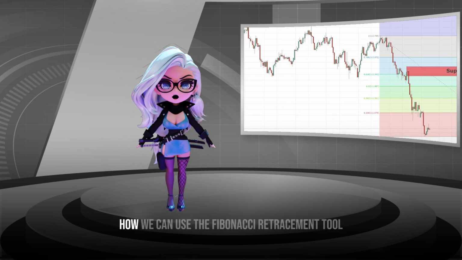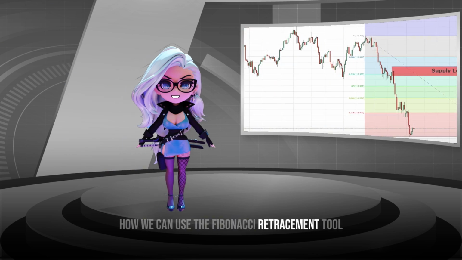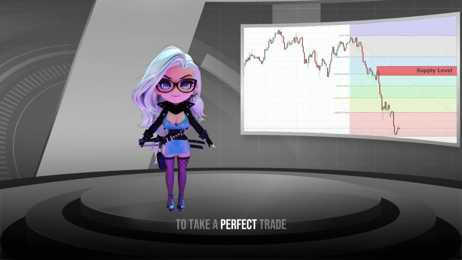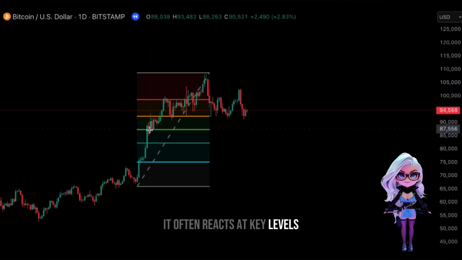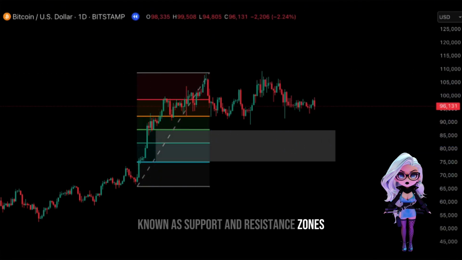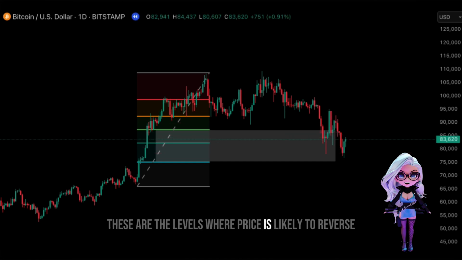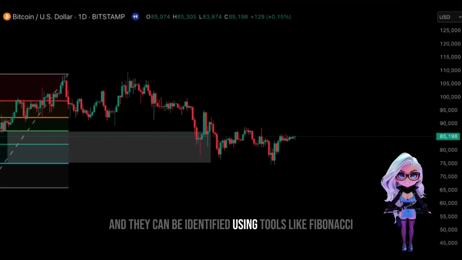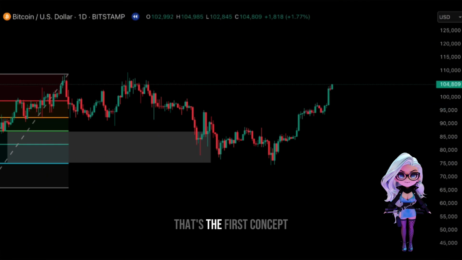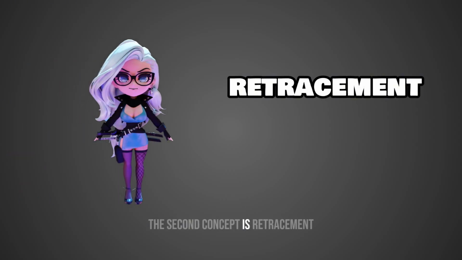Let us understand how we can use the Fibonacci retracement tool to take a perfect trade. When the market takes action, it often reacts at key levels known as support and resistance zones. These are the levels where price is likely to reverse or consolidate, and they can be identified using tools like Fibonacci. That's the first concept. The second concept is retracement.